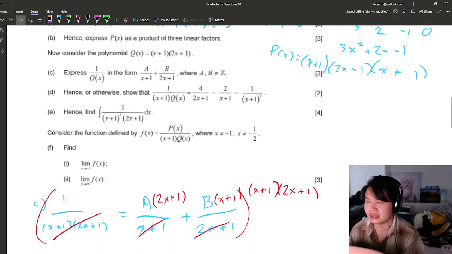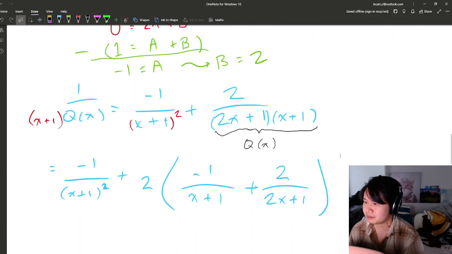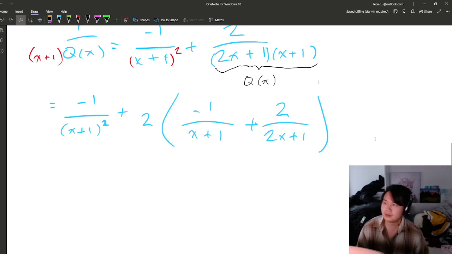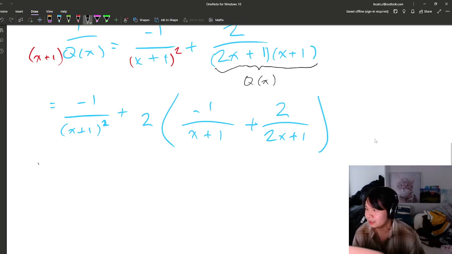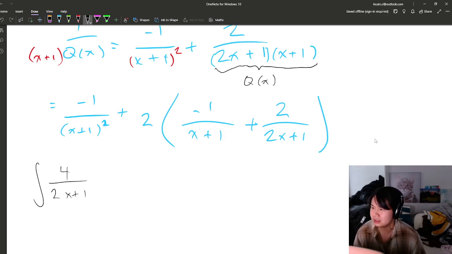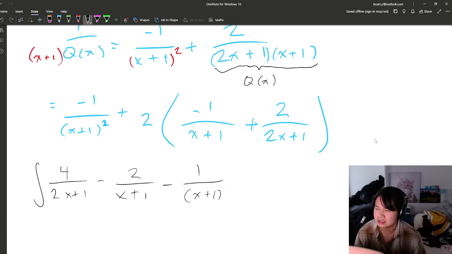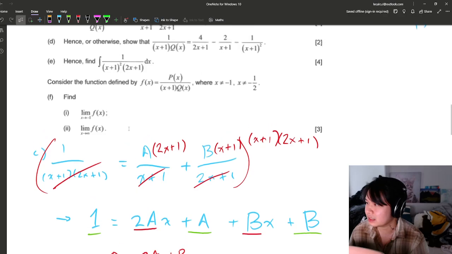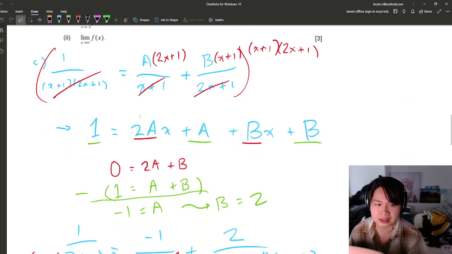So this is the same thing as this, which means that we integrate the partial fraction side. I don't even know what letter this is, but we're going to integrate 4 over 2x plus 1, minus 2 over x plus 1, minus 1 over x plus 1 squared. There's a dx here. I don't know if there's limits. I don't think there are integration limits.